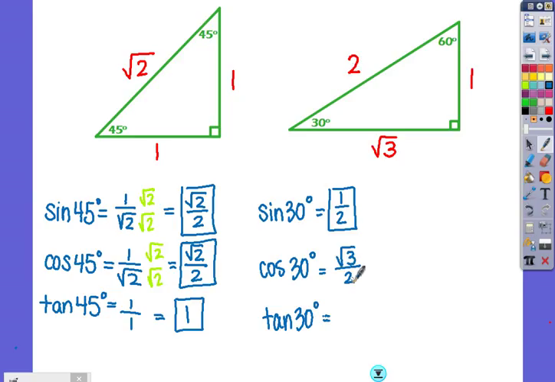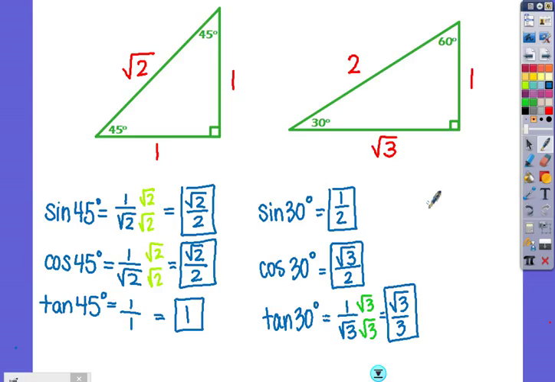I think I just said the wrong thing on that last one, didn't I? Yeah. Tangent of 30, opposite over adjacent. And that one's not going to fly because it has that square root on the bottom, so we'll just rationalize that denominator. And our final answer on that will look like square root of 3 over 3. Okay, so 6 things you could memorize.